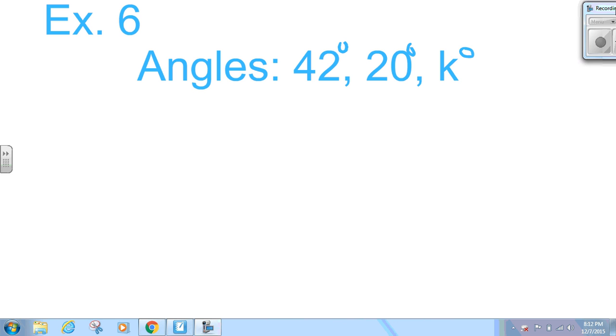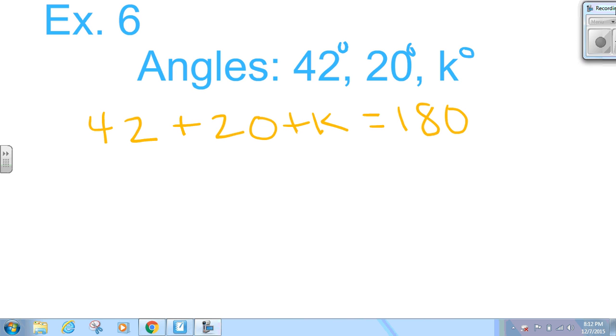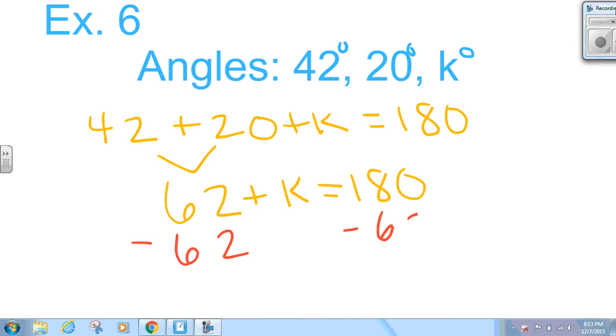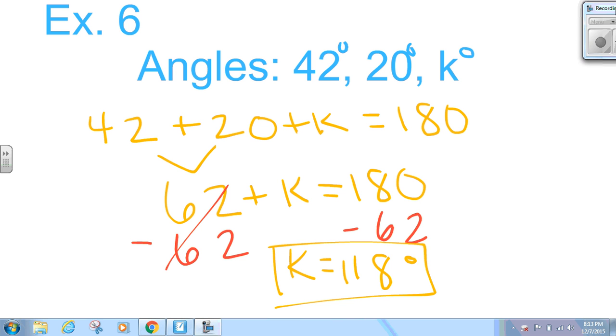In this example, we're given the angles but not a picture. But we can still solve for the missing value k the same way. So 42 plus 20 plus k equals 180 degrees. So if I add up 42 and 20, I get 62 plus k equals 180. And I can subtract 62 from both sides. These cancel out, and k just equals 118 degrees, which is also an obtuse angle.